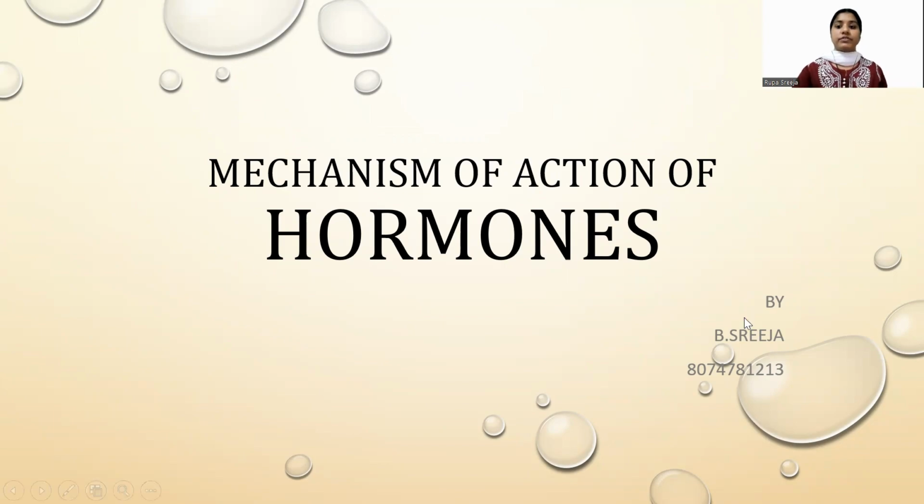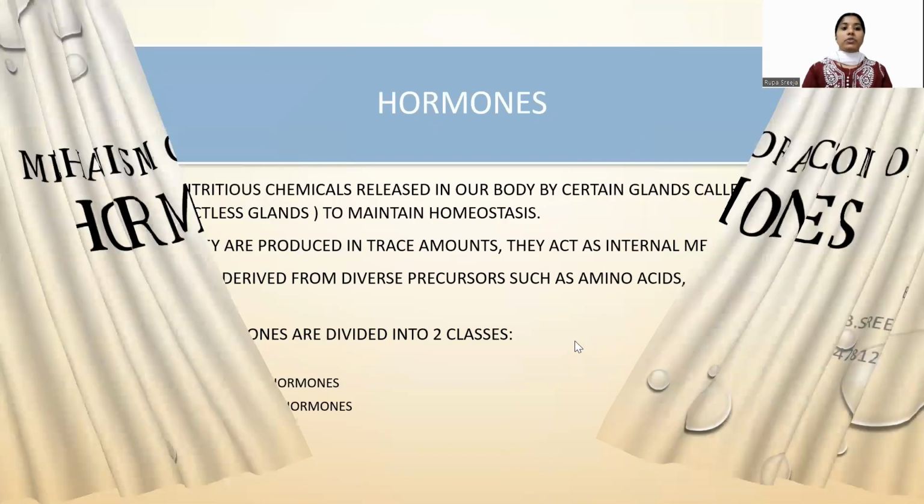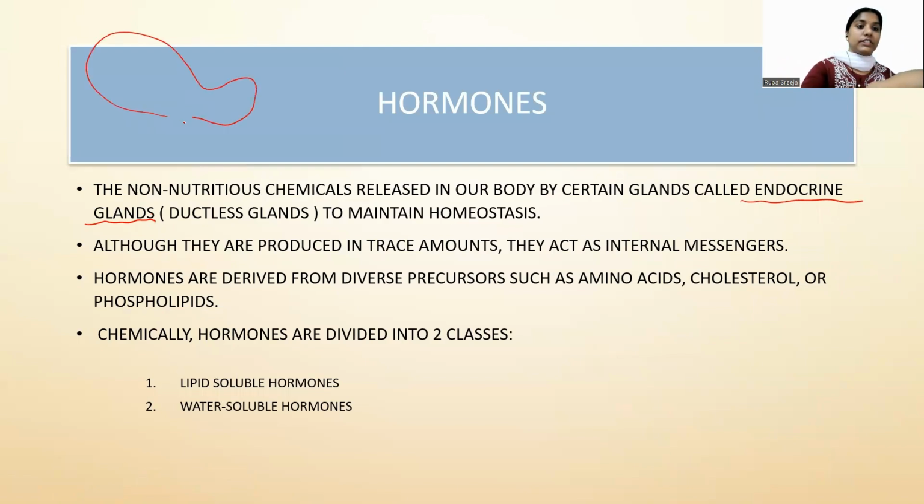Let me tell you in detail. Hormones are the chemical substances that are released in our body by certain glands called endocrine glands. These are also called ductless glands because they don't have any duct. These glands directly release these chemicals into the circulation.